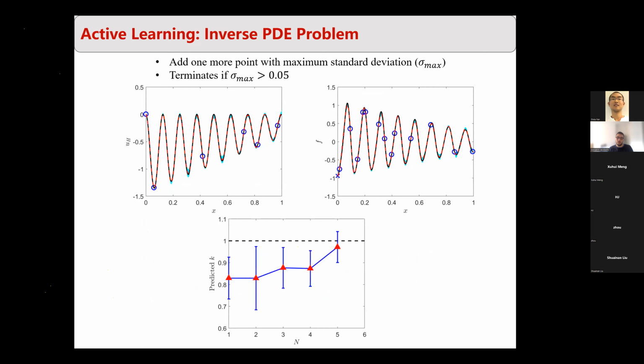And this is an animation of the active learning case. We can add more and more sensors based on our predicted uncertainty. And as we can see, the results become more and more accurate, which is also reflected by the predicted uncertainty. The predicted uncertainty becomes smaller and smaller as we add more and more sensors. And this is the prediction for k. As we add more and more sensors, the prediction for k gets closer and closer to the reference solution here. And here is the prediction uncertainty for p.